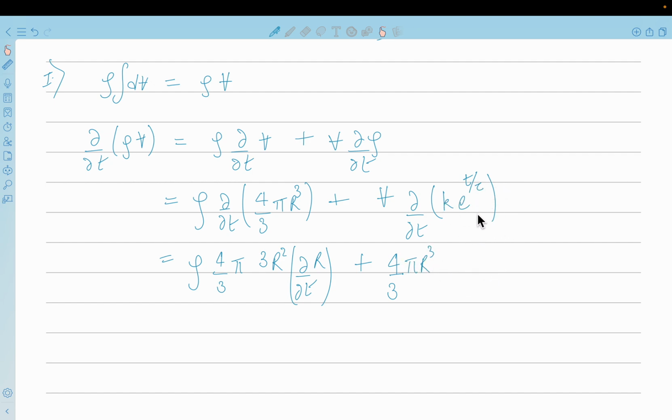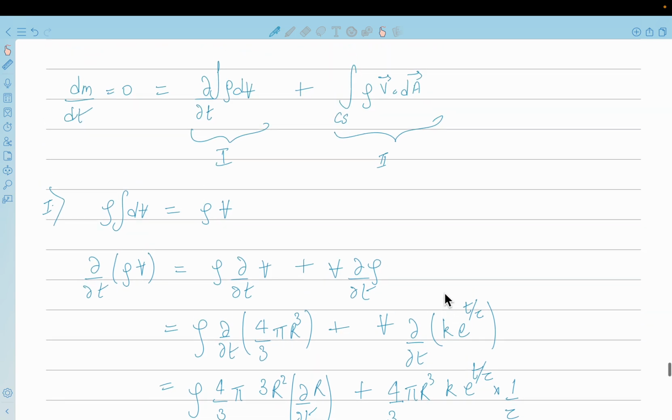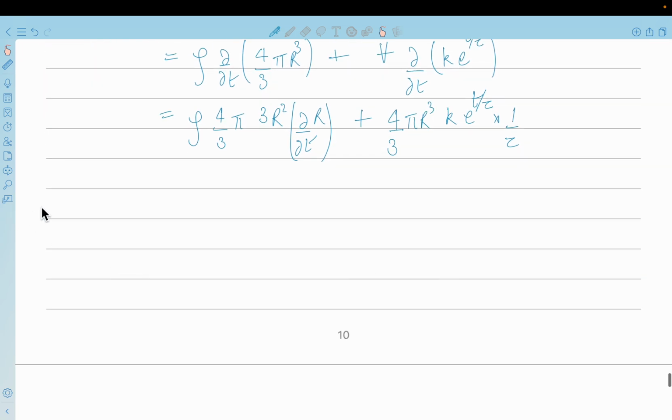And what is the derivative of an exponential? The derivative of an exponential is just the exponential function itself, right? So e to the t by tau into 1 by tau. I hope all of you are following the solution. Okay, now what about the second term?